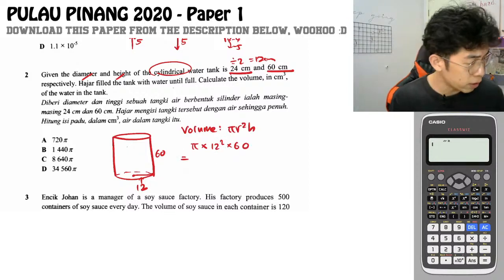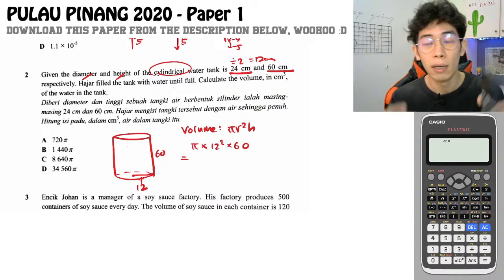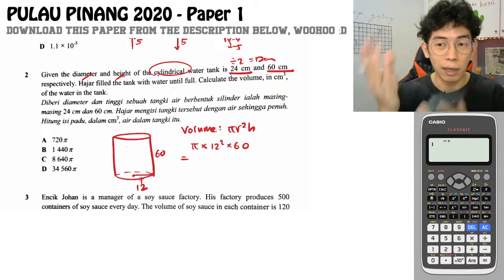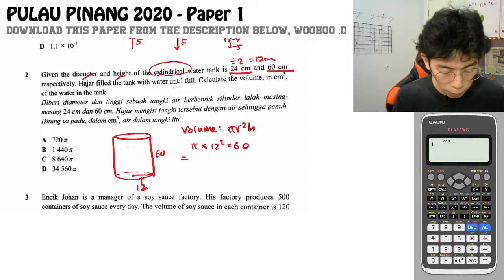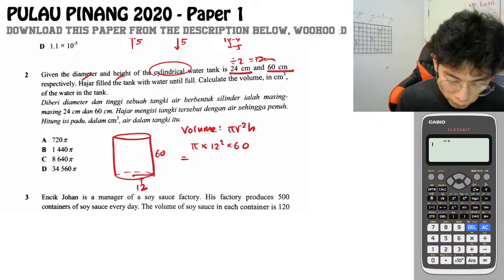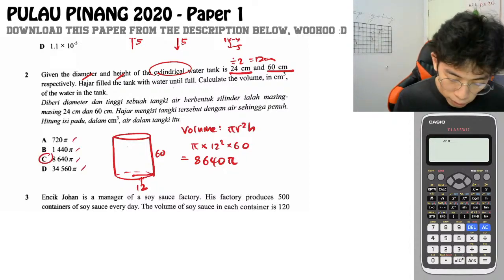You're gonna use your calculator and straight away it pops out. I'm gonna use my normal calculator. The dummy calculator in front of you, I will show you if I need it. I'll just place it over there. So 12 squared, you can press it yourself, 12 squared times 60. You get 8,640 pi. Why do I leave the pi there? Because the question says pi. So C, done. Okay, next.